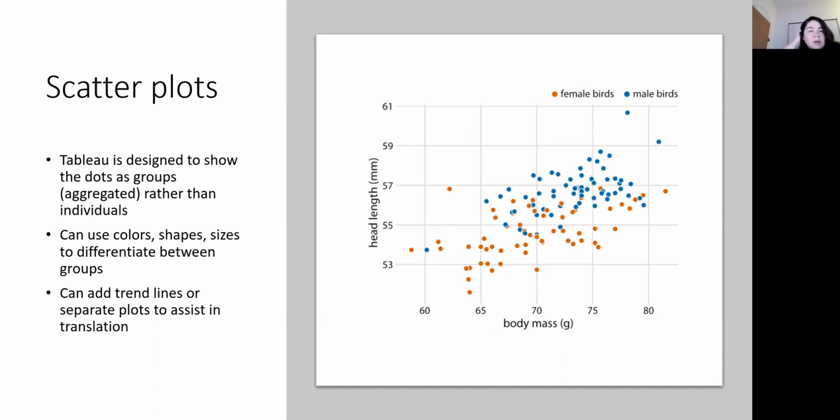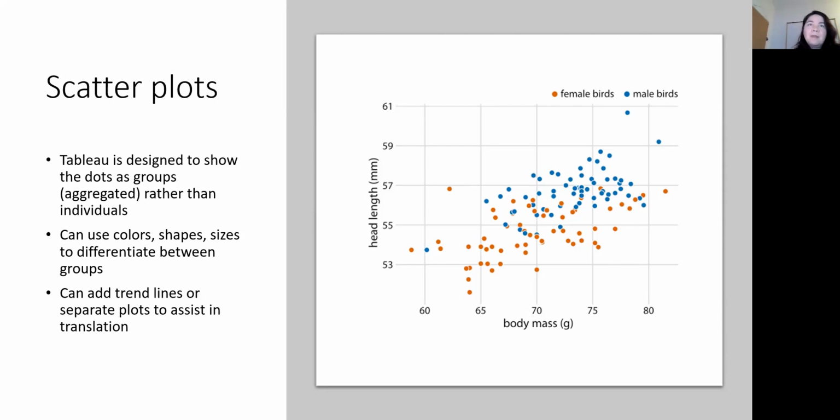Okay, so scatter plots. Traditionally, a scatter plot shows every single point in your data along an XY axis. So basically, for every row in your data, this is showing two different columns, so that each point represents one row. Tableau is not actually set up to do this as its go-to. It's actually designed to show it as aggregated as the default, which is interesting.